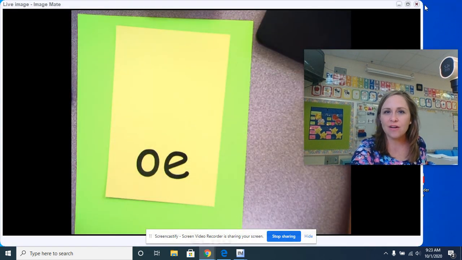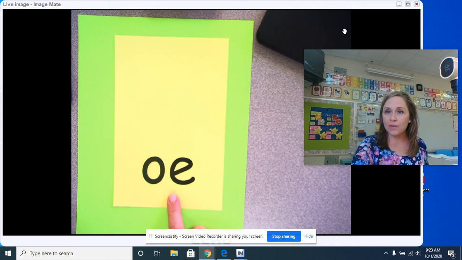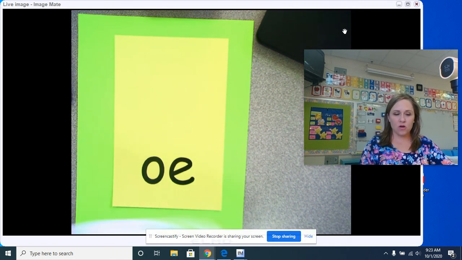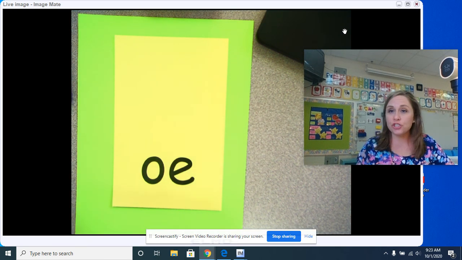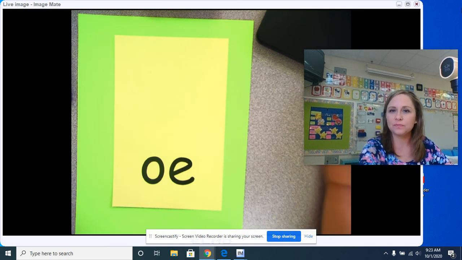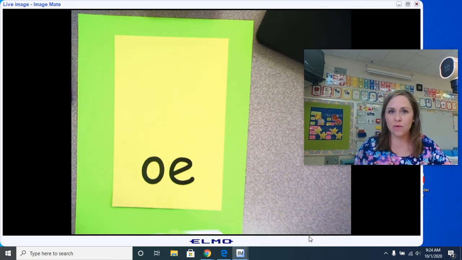This week, we are going to talk about this new card, OE. OE says O. OE makes the long O sound. So listen to this sentence, okay? Joe's foe goes tiptoe. Does anybody know what a foe is? A foe is like an enemy. So Joe's foe, or Joe's enemy, is tiptoeing to Joe.